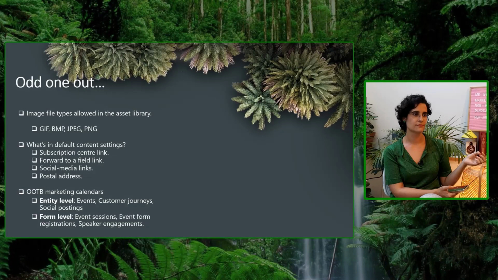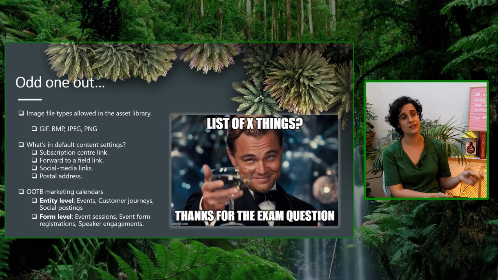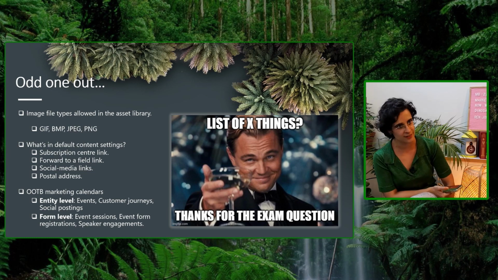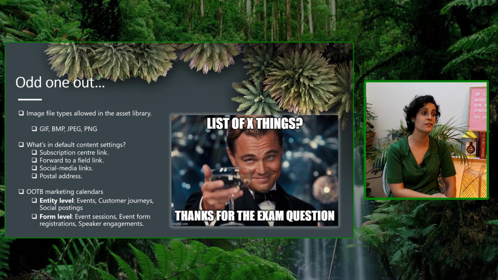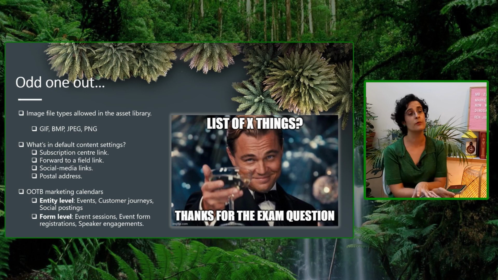All right. Odd one out. As I mentioned, specific lists, again, it's a free question. Anytime that you see these specific 5 things or these specific 3 things, you're almost definitely going to get asked questions like, which one of these isn't in that list? So make sure you hold these in your mind. Things like image file types in the asset library, things like what comes in the default content settings, and then where do we get marketing calendars? Things like these are the ones available on the entity level, these are available on the form level. Again, these are examples of ones that I pulled out of my notes that I took from reading the learning paths, but these are the kind of things that really lend themselves.